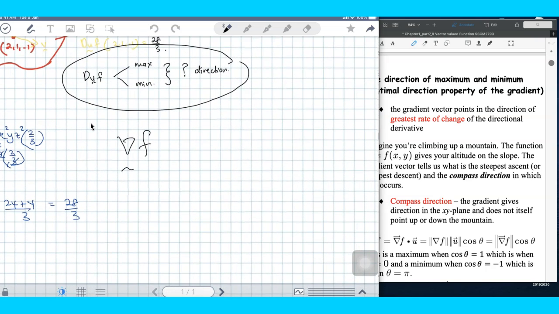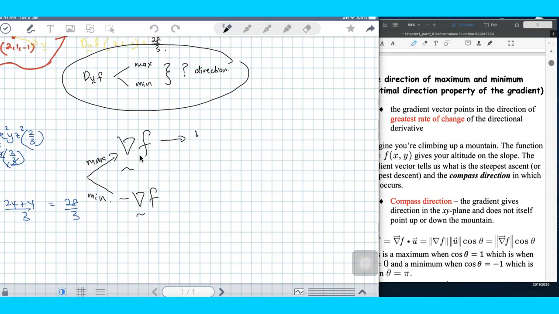If you want the maximum, what is the direction so that you have a maximum? You have the gradient f. How about the minimum? We know that max and min just have opposite directions. So if this is max, the min should just have a negative sign. That is the minimum direction.